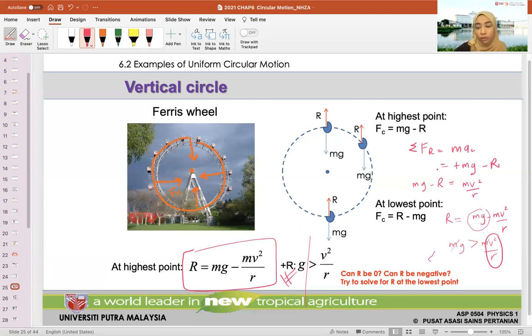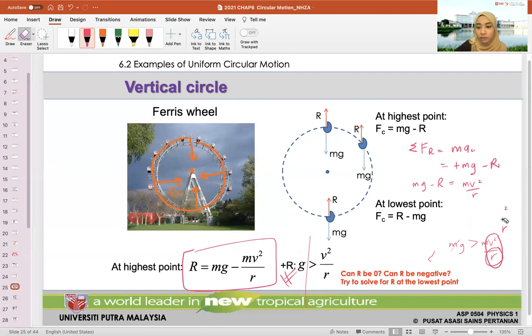Okay, so this is what we don't want. So always the velocity of this Ferris wheel, if you notice, it's not that fast because of that reason. If it goes too fast, accidents will happen. So the velocity of this guy or the Ferris wheel has to be less than gravity. Gravity ni kena lagi besar lah, okay, daripada v squared over r. And radius pun memainkan peranan juga.